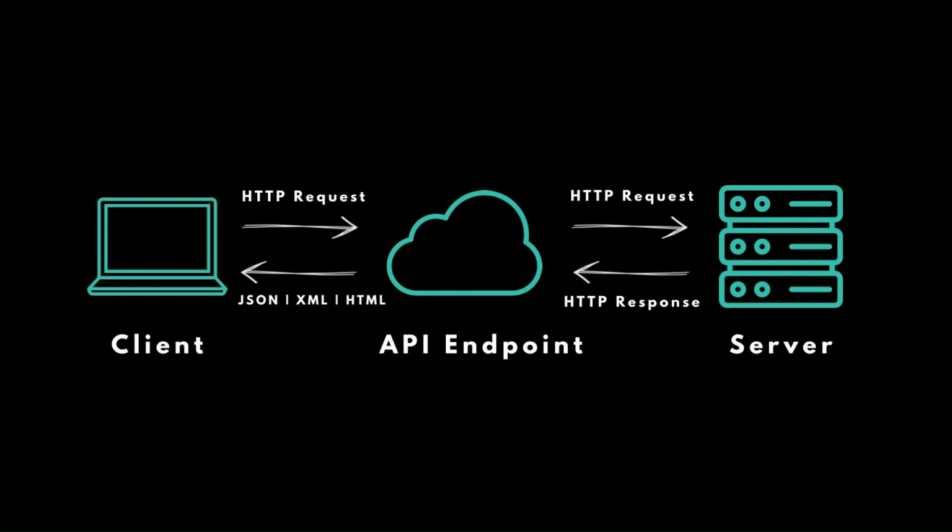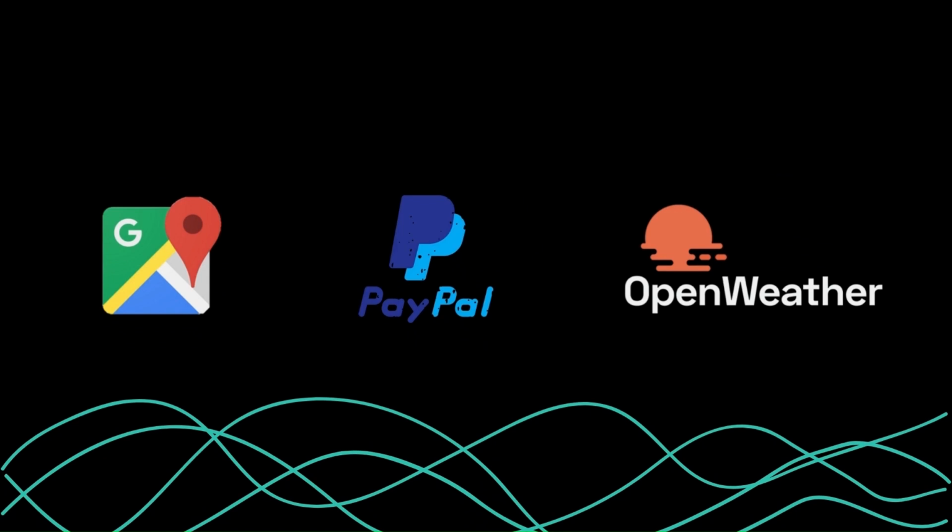This allows applications to leverage external services, integrate third-party platforms, or even build their own APIs to expose their functionality to other developers. Some useful and popular web API examples are Google Maps API, PayPal API, and OpenWeatherMap API.